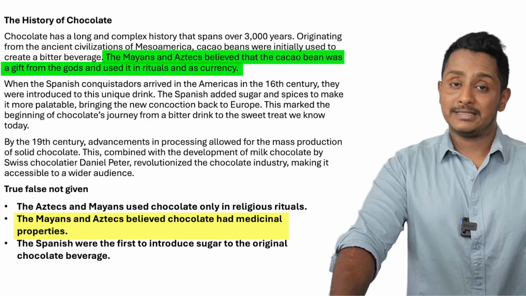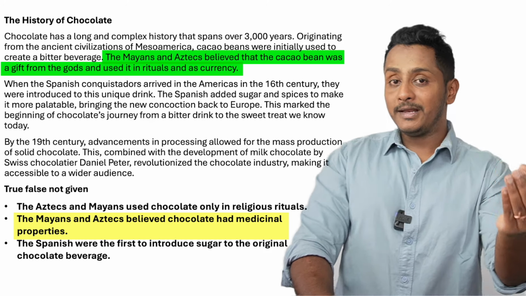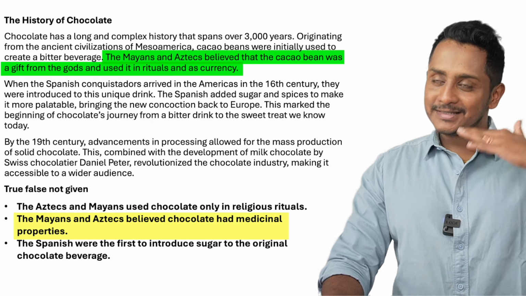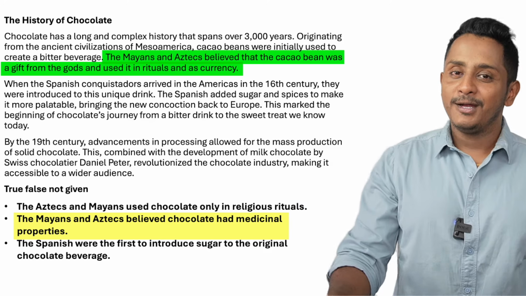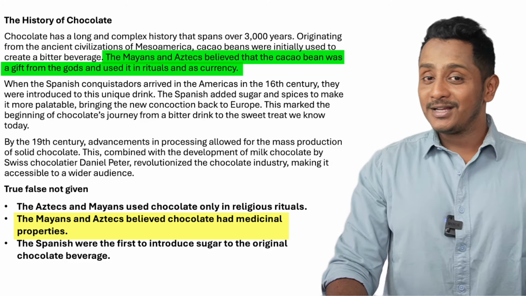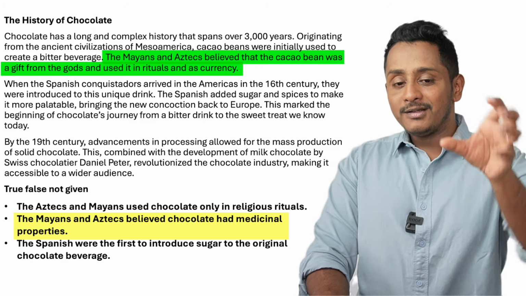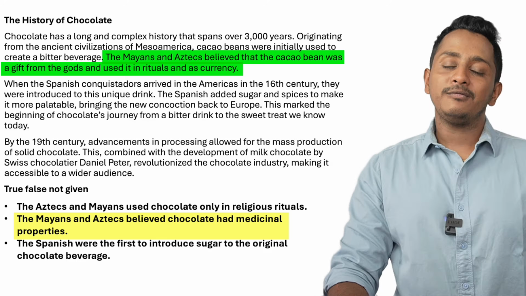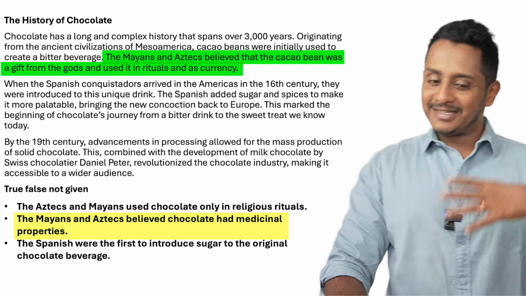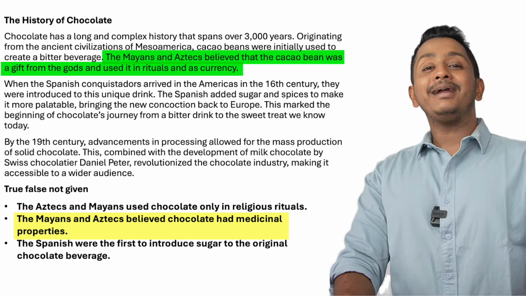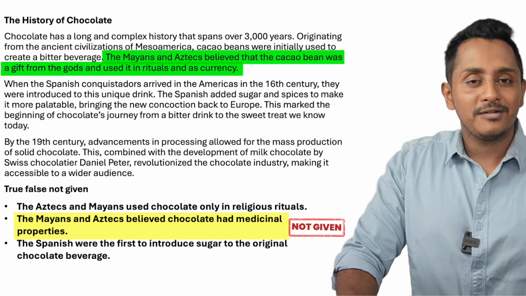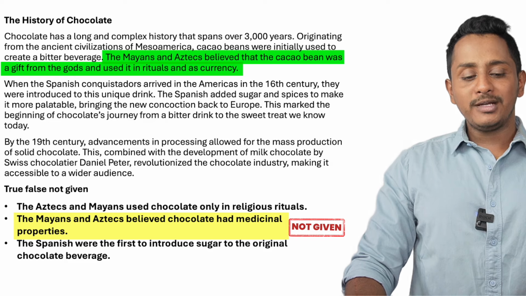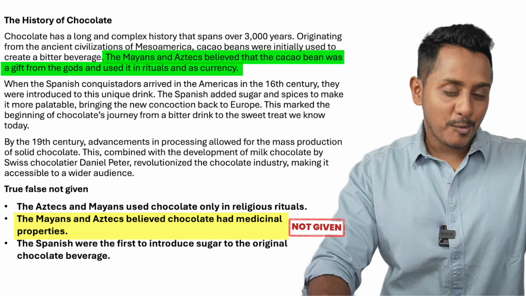Now you cannot say false. It is not written that they believed chocolate did not have medicinal properties. If it was written that Mayans and Aztecs believed that chocolate did not have medicinal properties, then probably we could have gone with false. Here, nothing of that sort of information is mentioned, whether it had medicinal properties or not, so we cannot comment on that. So it's going to be not given. Remember, this cannot be false. Second one is going to be not given. Nothing has been written about medicinal properties, so I cannot comment.